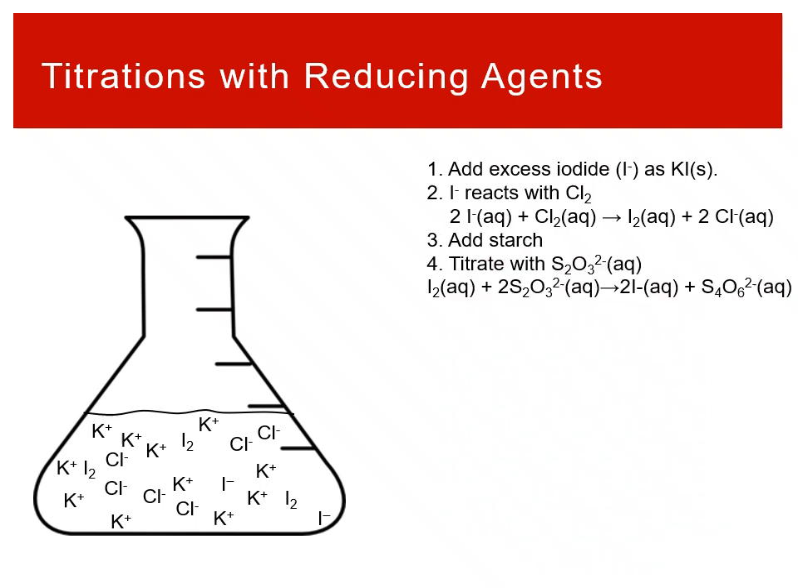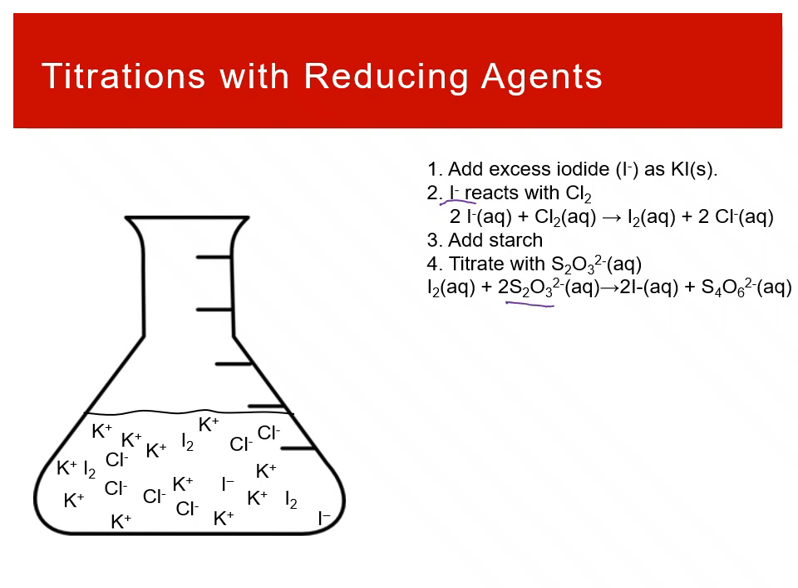So now that we have our solution of I2 and we've added the starch so that we can see the color change that's going to be happening, we actually do the titration. To do the titration, you need to use a different reducing agent. Our first reducing agent was all that extra iodide, which reduced our initial chlorine. Now we need to add something that's an even stronger reducing agent.